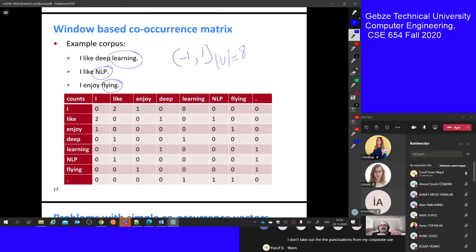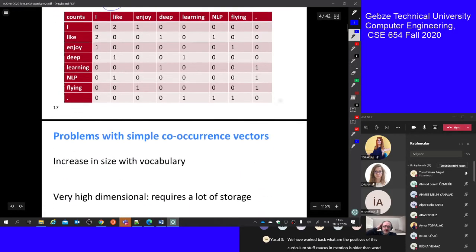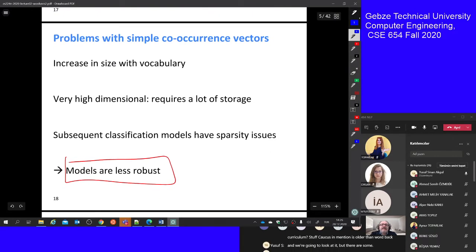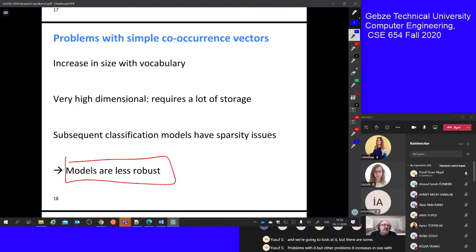Okay, so that's a good point. We have word2vec. What are the positives of this co-occurrence stuff? Co-occurrence invention is older than word2vec, and we are going to look at it. But there are some problems with it. What are the problems? It increases in size with vocabulary. If my vocabulary is 40,000, then my vector is going to be 40,000 dimensional.